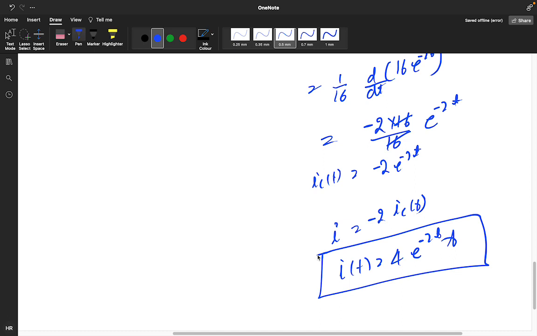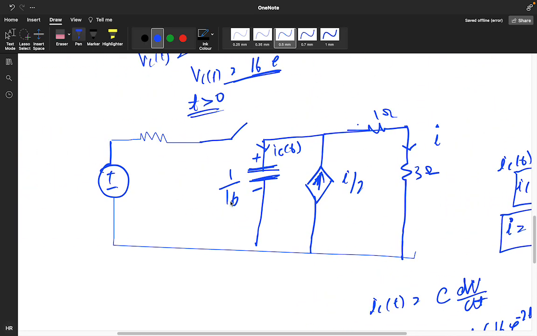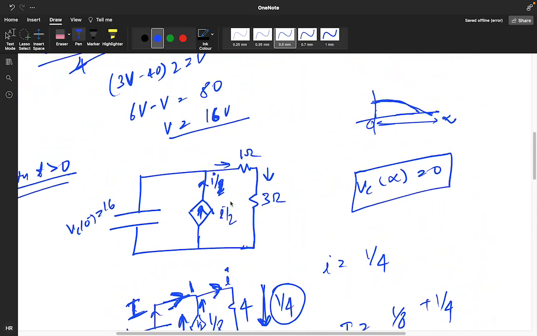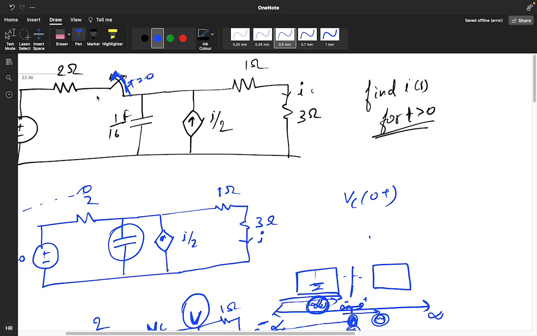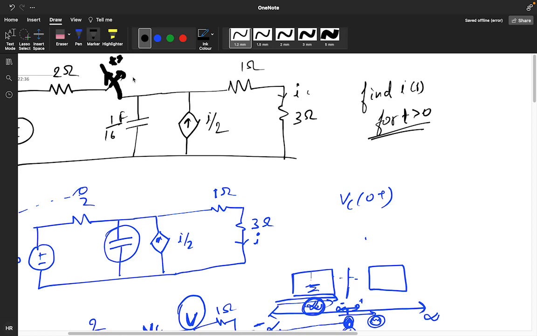Is this clear, or do you want one more explanation? Once more, you want. See, listen very carefully. This is your circuit. This particular element is the switch, and they are saying that this particular point is t equals 0.